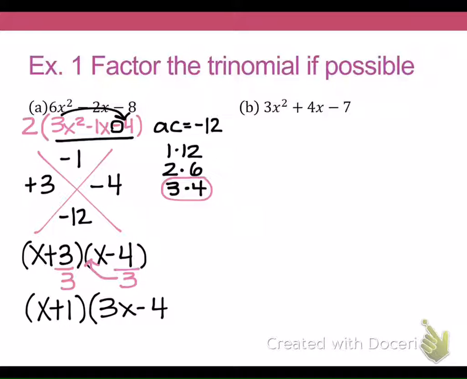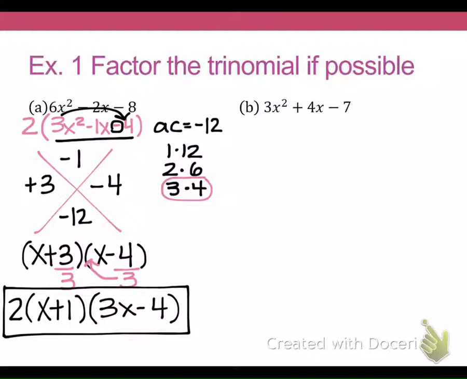3x minus 4. Now, last thing, if you had a GCF, you got to bring it down and put it in front of your 2 binomials. But that is your factored form.